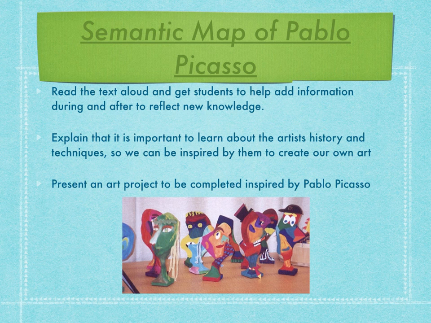An example of what I would do during the text and after is I'd read the text aloud, and then I would get the students to add the information during and after to reflect new knowledge. Sometimes it's important to stop when you're reading that text and just go ahead and write down on your map some of the new knowledge learned, because sometimes we'll forget it by the end of the text, so I sometimes will do that.